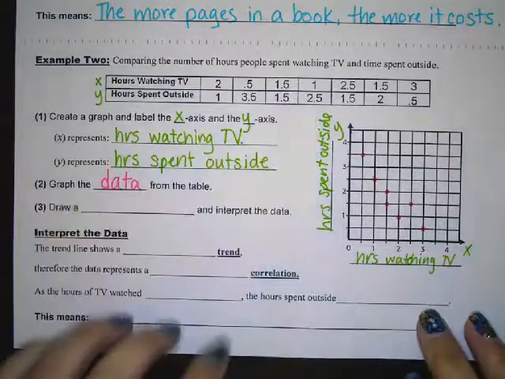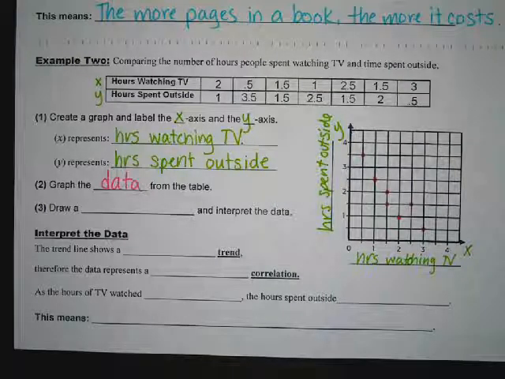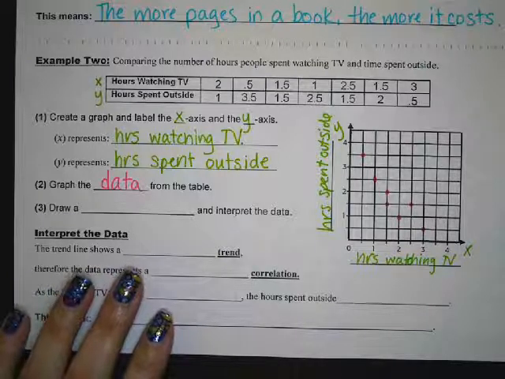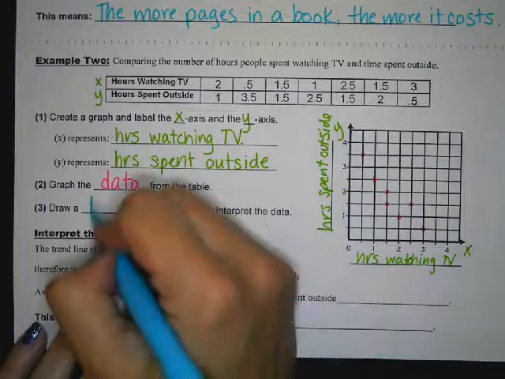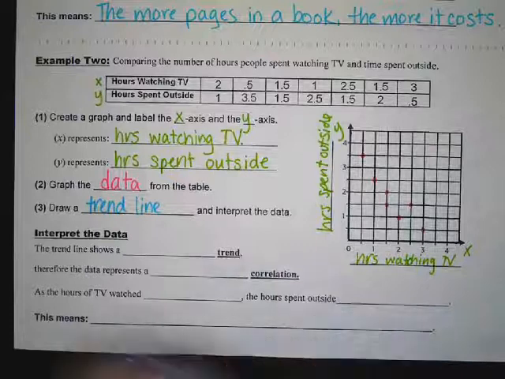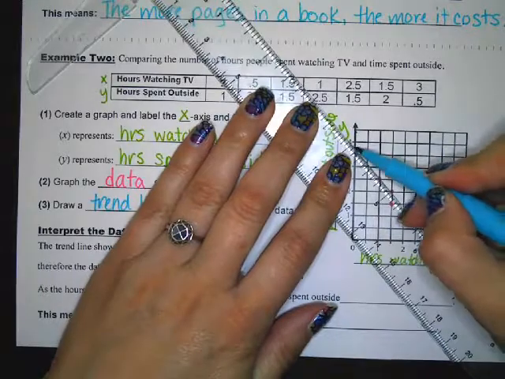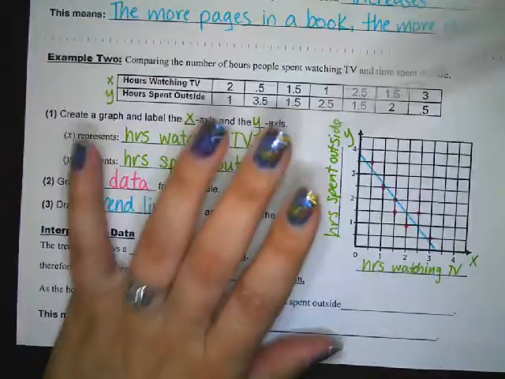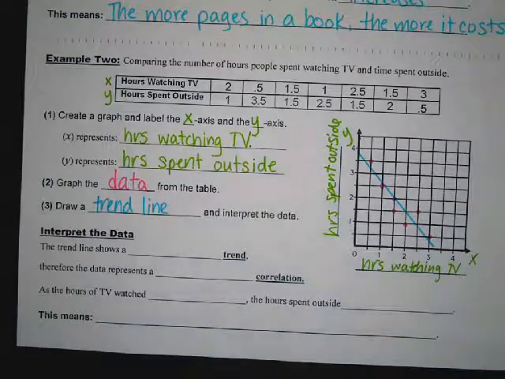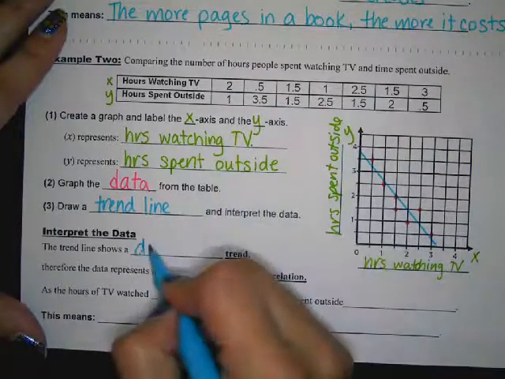All right, so I have those plotted, and then we can see by drawing our trend line that this is going to go kind of a downward trend following those lines. So we're looking for points that are, some of them are going to be above, some are going to be below, but it kind of has this pattern. Okay, so it shows a downward trend.